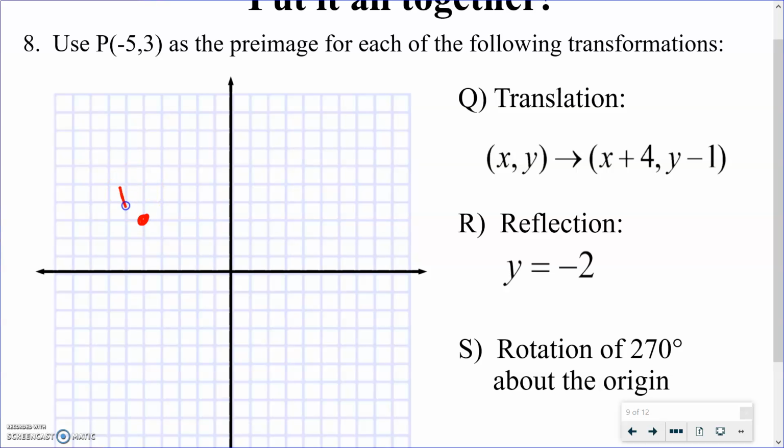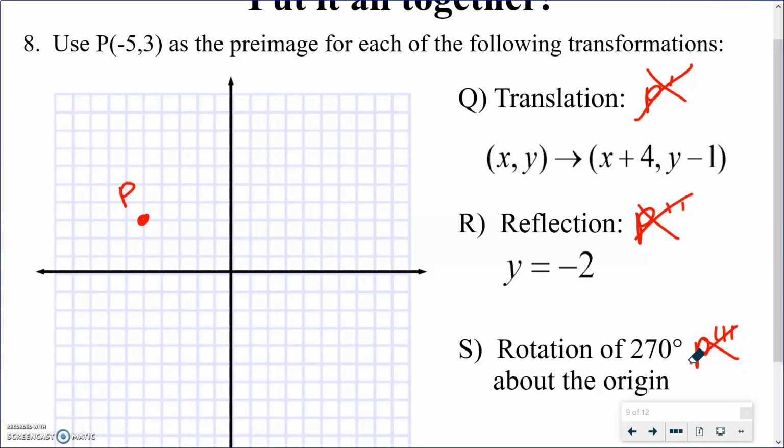So this is P, this is our original, that's our pre-image, okay? So what we're going to do is move this, and we're going to call this one P prime, this one P double prime, and this one P triple prime. Just so we know, we could call them Q, R, and S as well. Actually, let's do that instead. So yes, we're going to call them Q, R, and S.